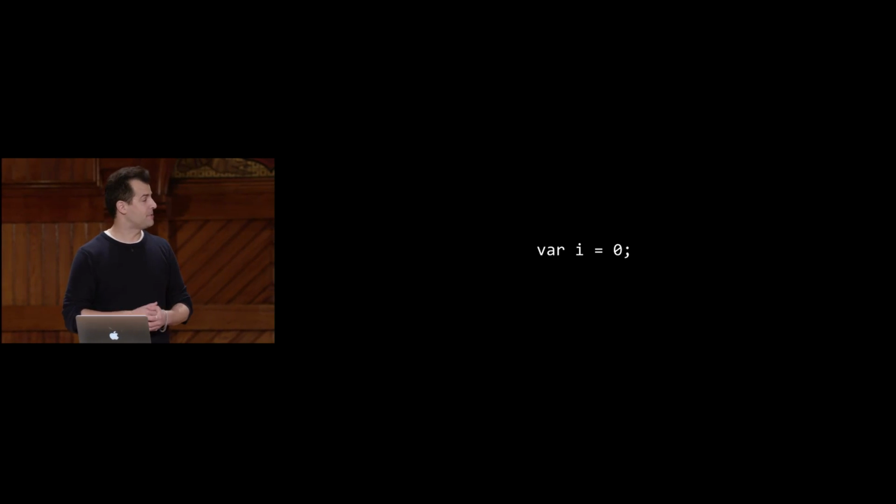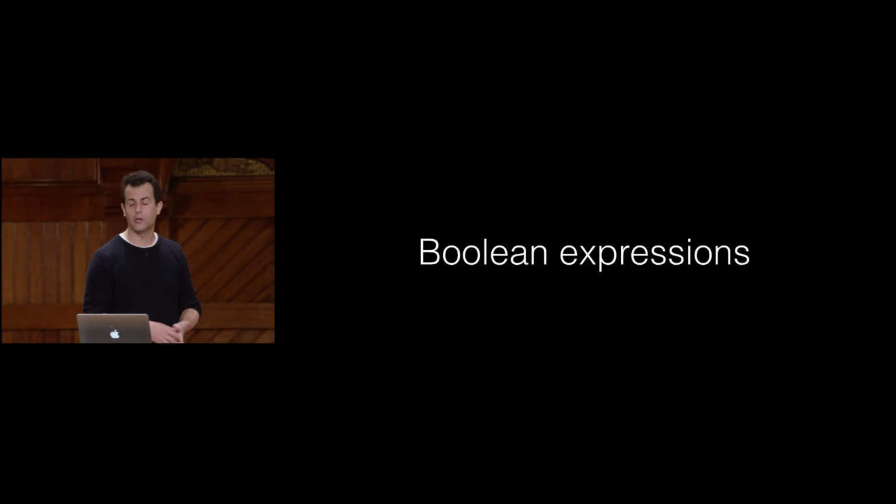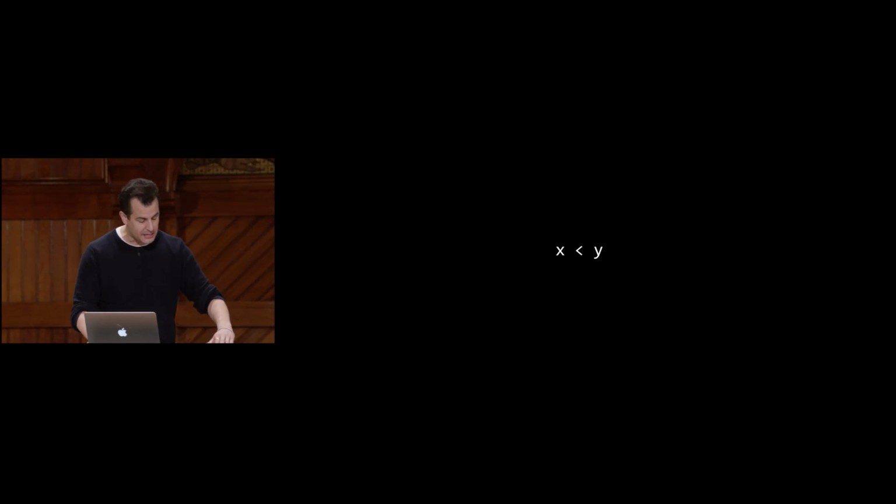Meanwhile, variables are fairly straightforward. To declare a variable like i, we would say var i equals 0 and a semicolon. Boolean expressions, meanwhile, are with us still, and these are no different. i is less than 50 might be expressed with this. x is less than y might be expressed with this, so nothing new there.